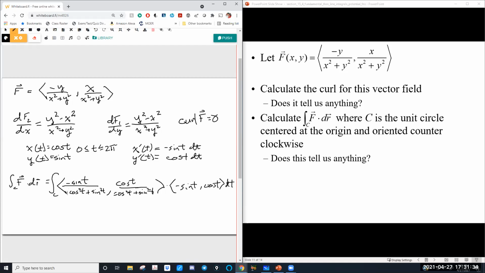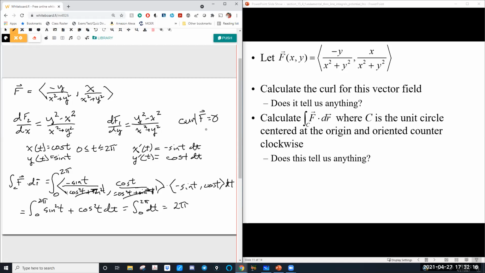Something interesting happens here, and we'll talk about why here in a second. Now, we know cosine squared plus sine squared actually just ends up being 1. So those denominators work out real nice. Now we do our dot product. So negative sine times negative sine is a positive sine squared t. Cosine times cosine is cosine squared t dt. Once again, this is 1. So we just end up with the integral from 0 to 2 pi dt, which is 2 pi.